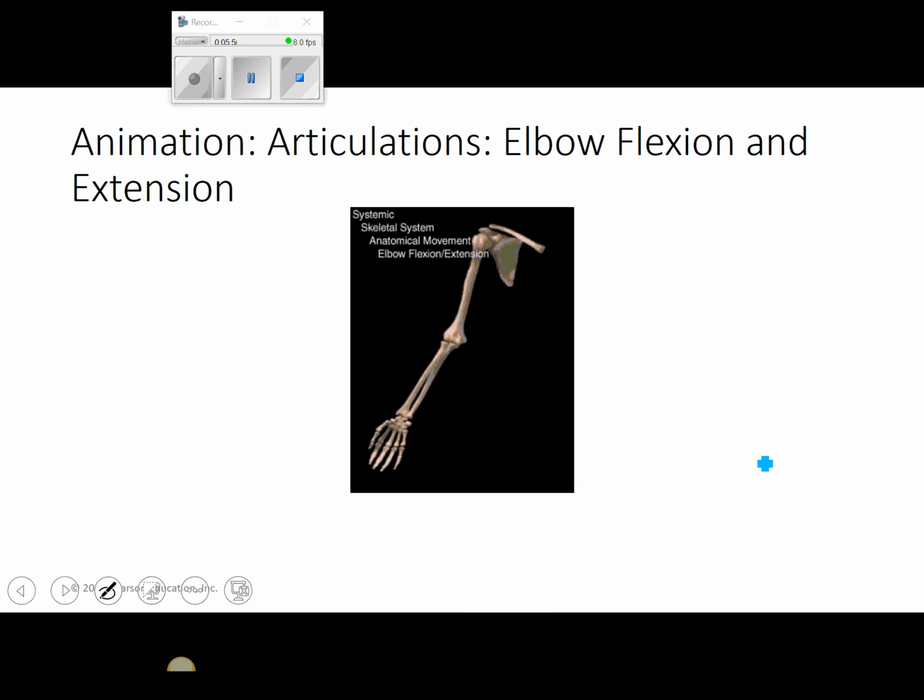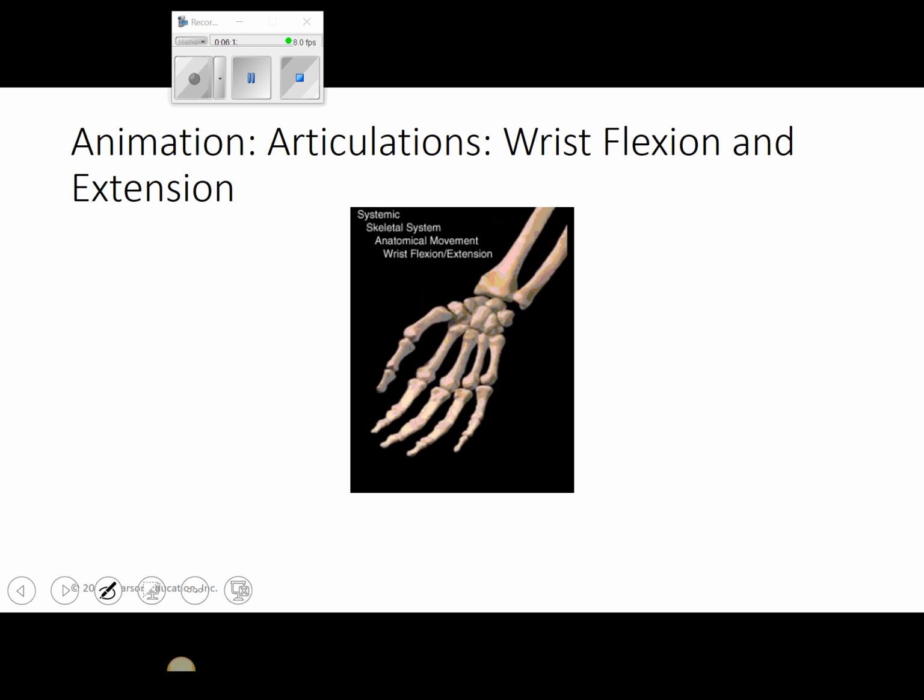Here is an animation on the elbow flexion and extension. It's just a really short visual to show you those in motion. I can't play those videos in this software I'm using to record, so please go back into your PowerPoint in presentation mode and you should be able to play those. And here's an animation for you to watch later on the wrist flexion and extension.